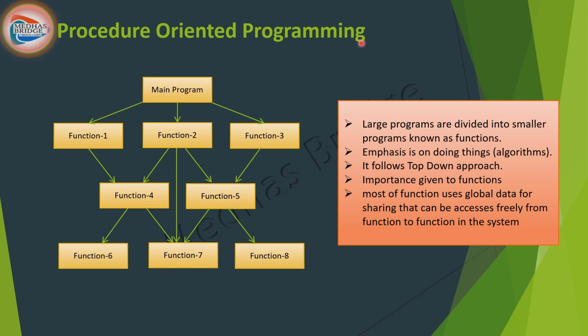In procedure-oriented programming, more emphasis is on doing things, building algorithms. Most of the functions use global data for sharing, which can be accessed freely from one function to another function. This is how you should be doing it in the procedure-oriented programming paradigm. Precisely, we can call C a procedure-oriented programming language.